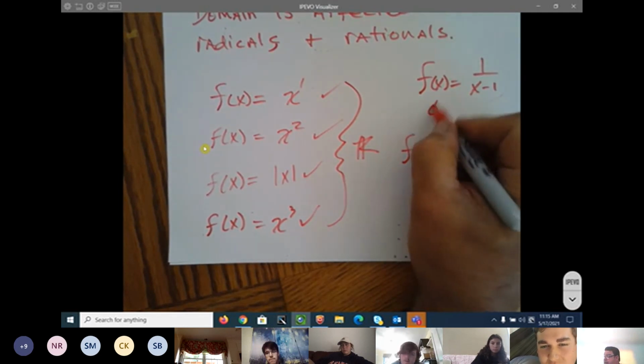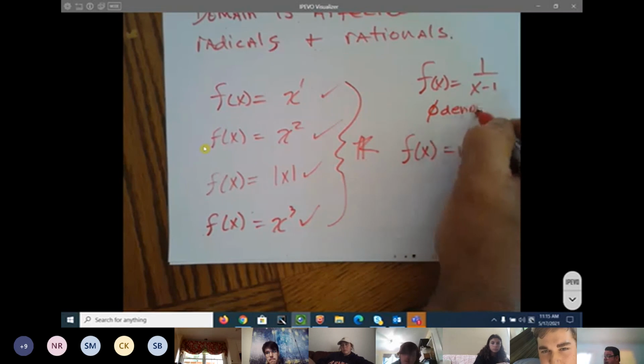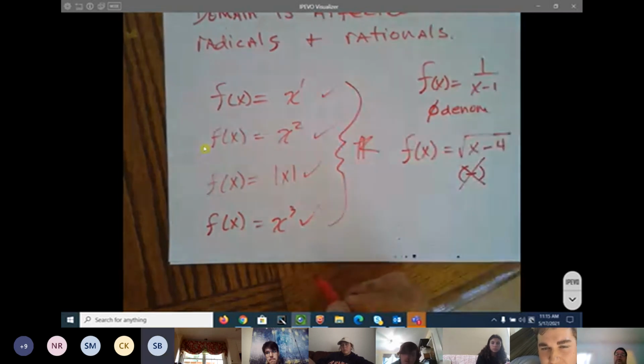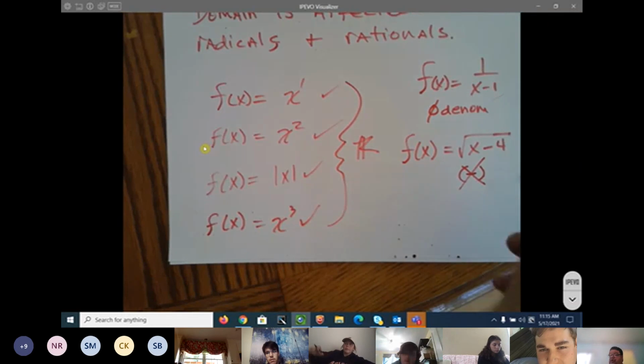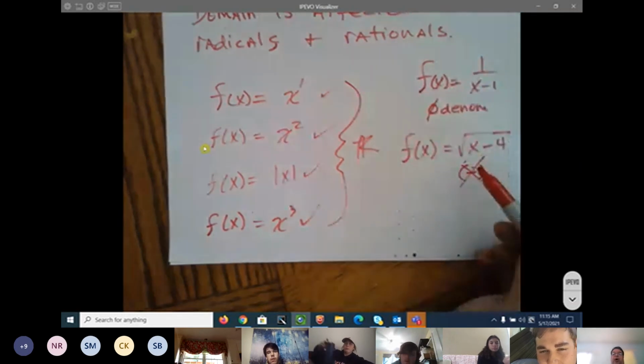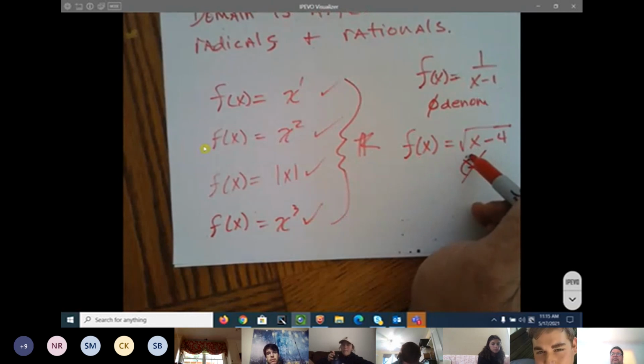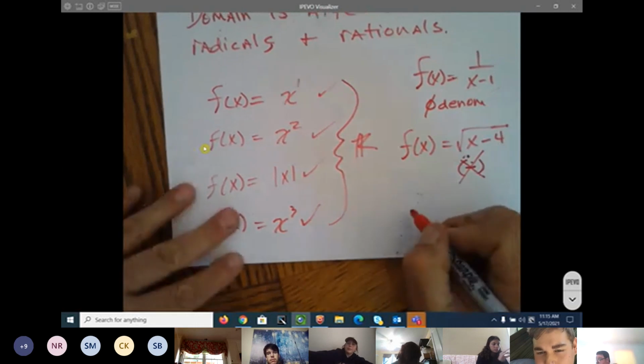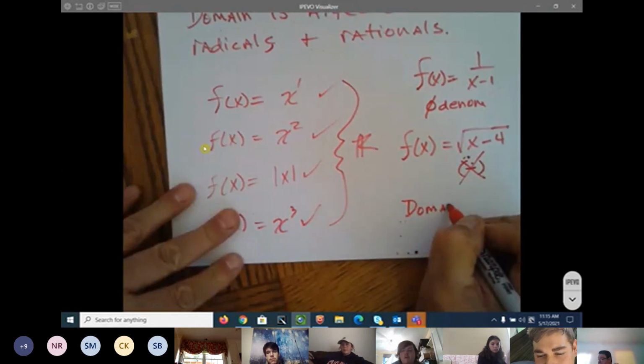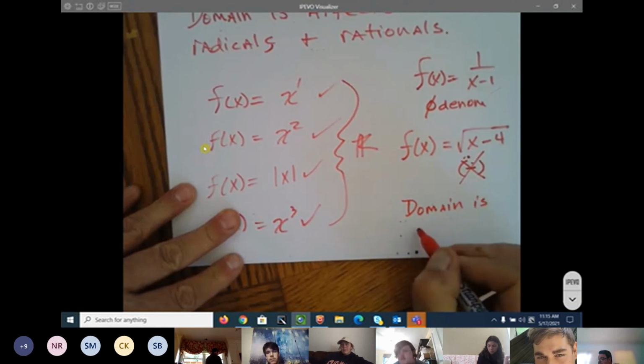You can't have 0 in the what? You can't have 0 in the denominator. Yeah. So these two types of problems are affected. The domain is affected.